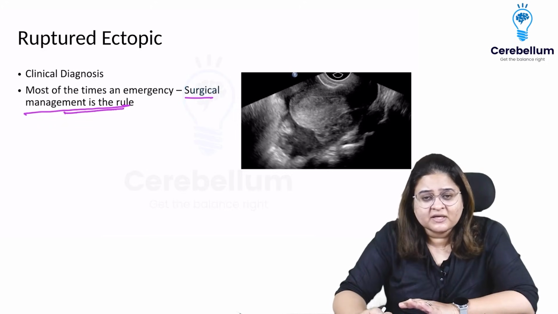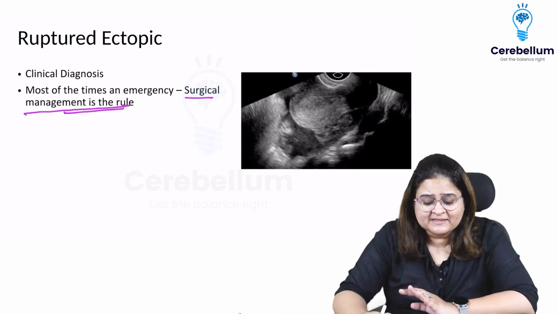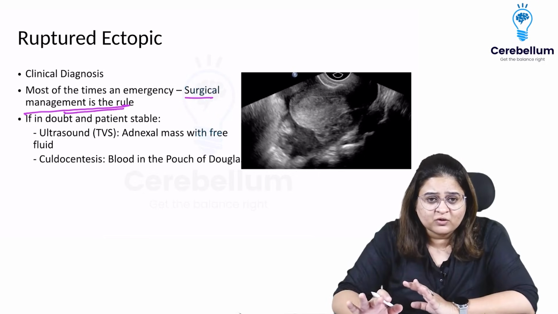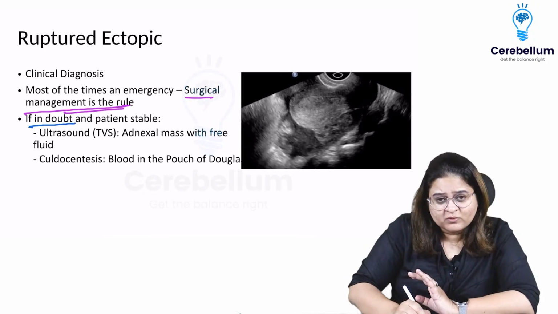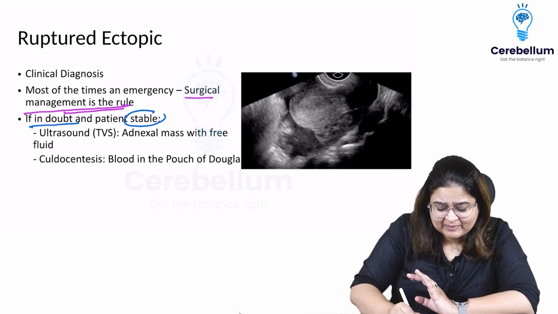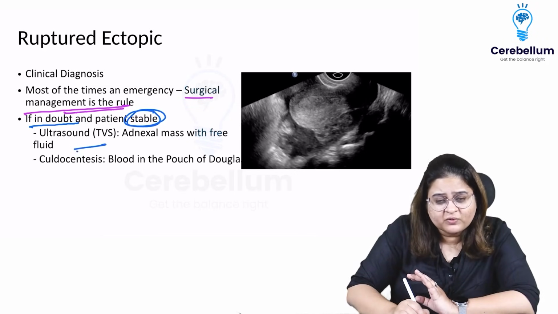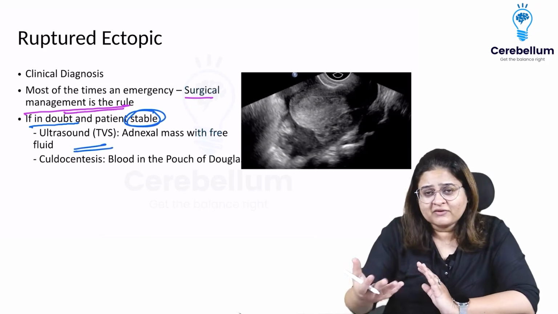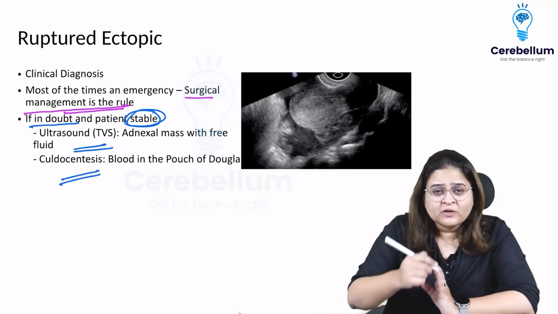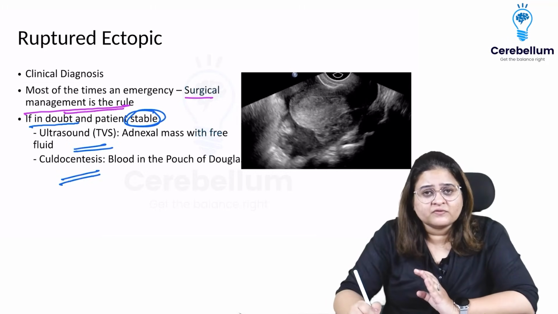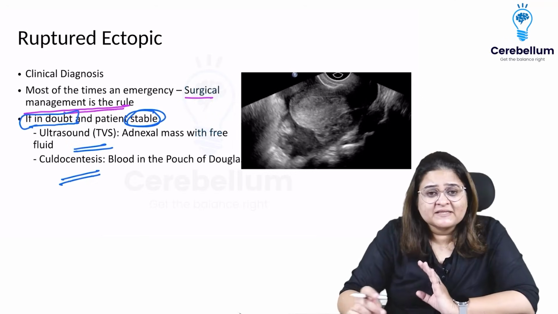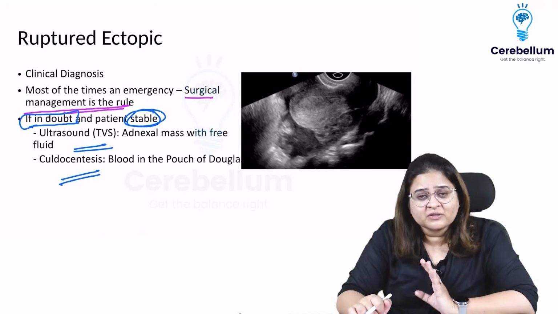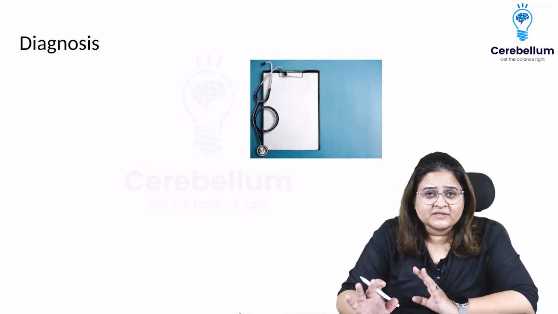You're not going to waste time on investigations. In the exam, please mark surgery as the option. But if the diagnosis is in doubt and the patient is stable, then you can probably consider doing an ultrasound. And if you don't have an ultrasound, you can do a culdocentesis, which is aspirating blood from the pouch of Douglas and seeing if blood is coming. This is only if you're in doubt. But in the exam, if the patient is in shock, you're not going to waste time.